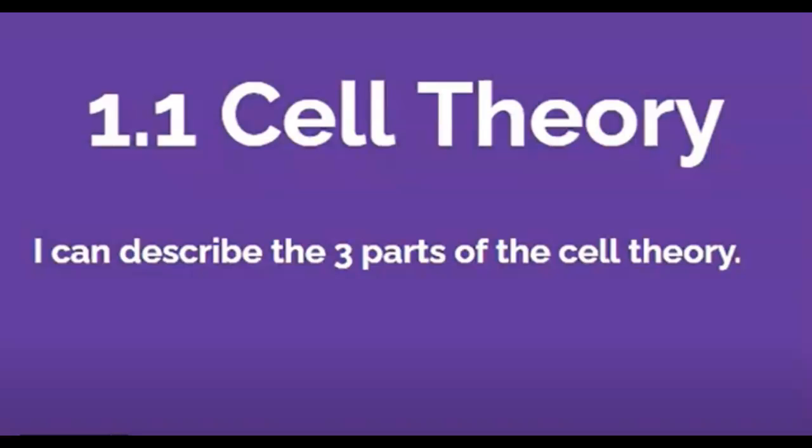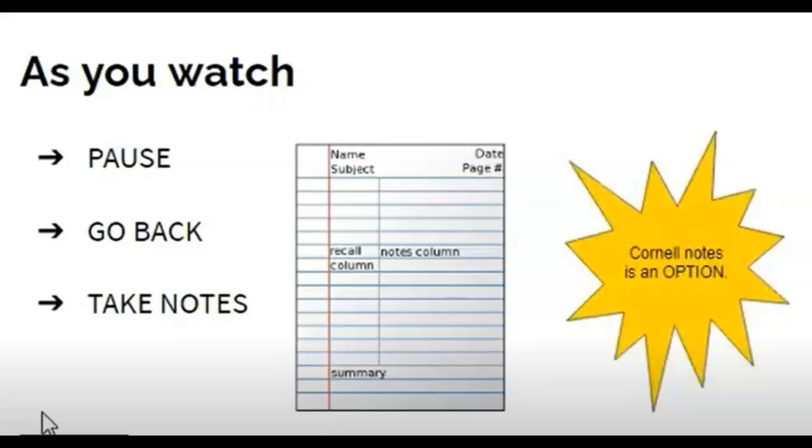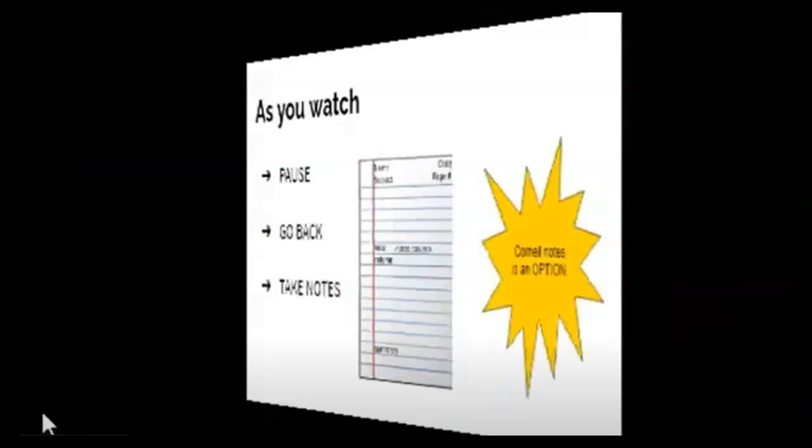This video is for 1.1 cell theory. The learning target today is I can describe the 3 parts of the cell theory. A reminder as you watch the video to pause when you need to, go back if you need to re-listen to something, and to take notes as you go. Cornell notes is an option, but it is not required.